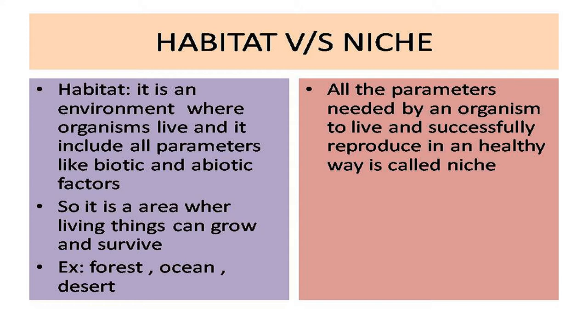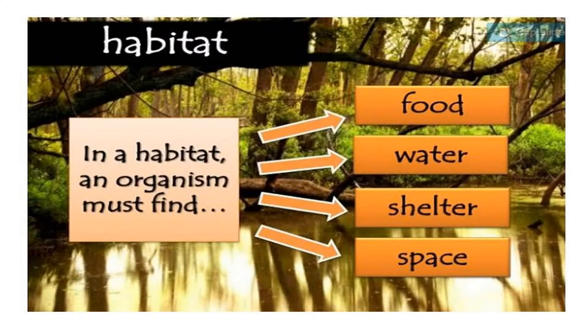But the niche is all the parameters needed by an organism to live and successfully reproduce in a healthy way. What parameters are needed for an organism to live and successfully reproduce in a healthy way is called the niche. In a habitat, an organism must find food, water, shelter, space, etc. These are some important habitat requirements.